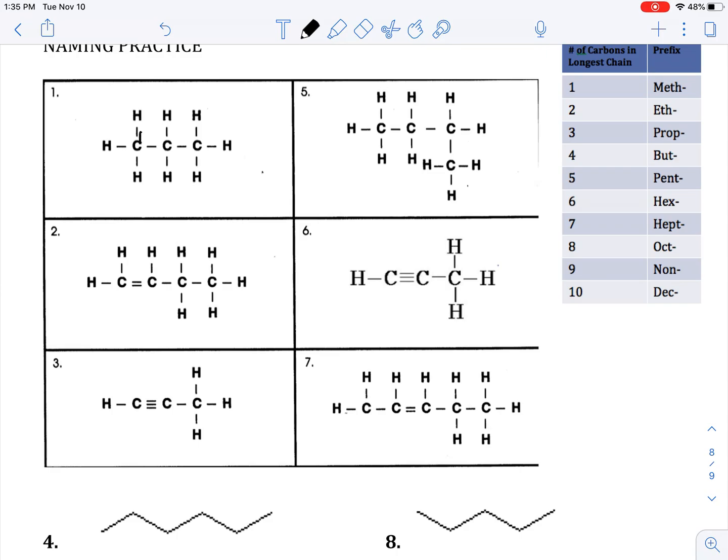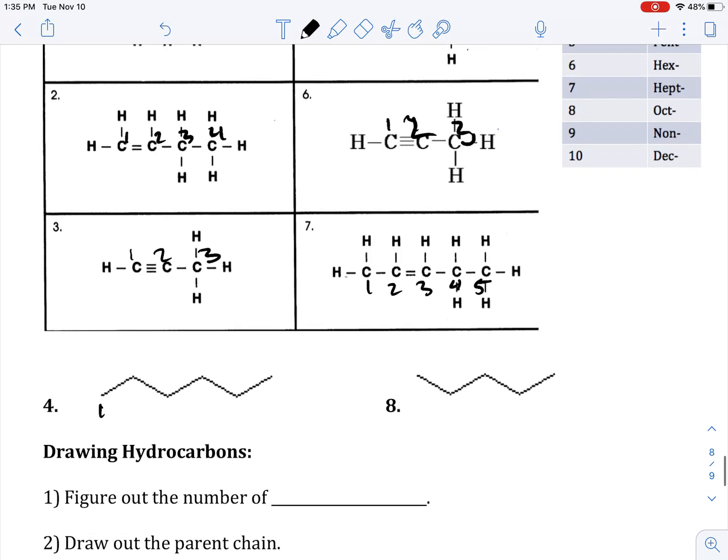So what you have to do is count the carbons. 1, 2, 3. 1, 2, 3, 4. 1, 2, 3, 4. 1, 2, 3. 1, 2, 3, 4, 5. And that tells you your prefix. 1, 2, 3, 4, 5, 6. 1, 2, 3, 4, 5.